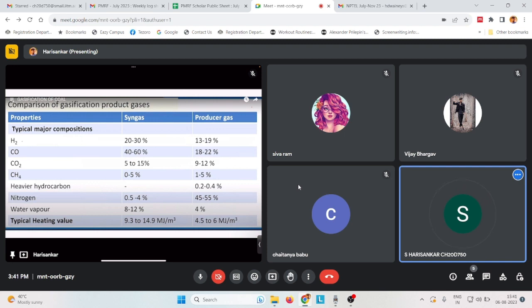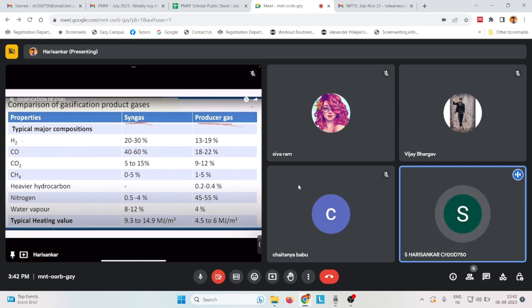So based on the composition of the gasification products, we can classify the gas products into two: syngas and producer gas. Each of these gases usually has a different composition.